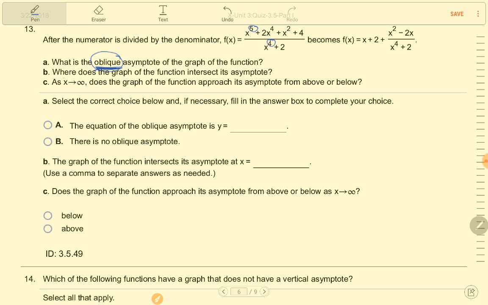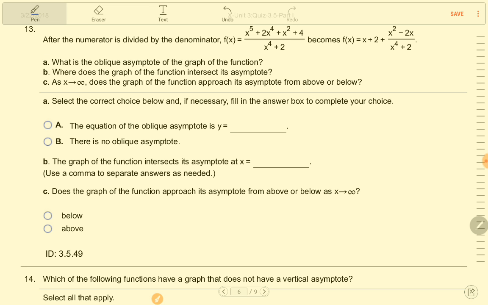And then B, we want to figure out where the function intersects its asymptote, or even if it does. It says, where does the graph of the function intersect its asymptote? It's asking us where, so I'm assuming that it actually does intersect. And then, as x approaches infinity, does the graph of the function approach its asymptote from above or below? Okay, so let's start by doing the division.